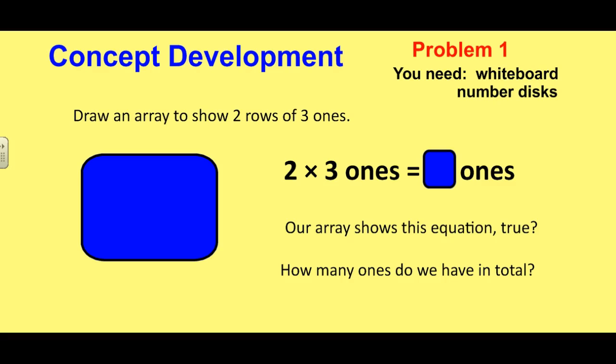Okay, so you'll need your whiteboard. It says up here that you need number disks, but number disks are just like arrays. We're just going to write numbers in the circles. So I want you to draw an array that shows 2 rows of 3 ones. I want you to push pause to do this, and whenever you are ready to move on, you may push play.